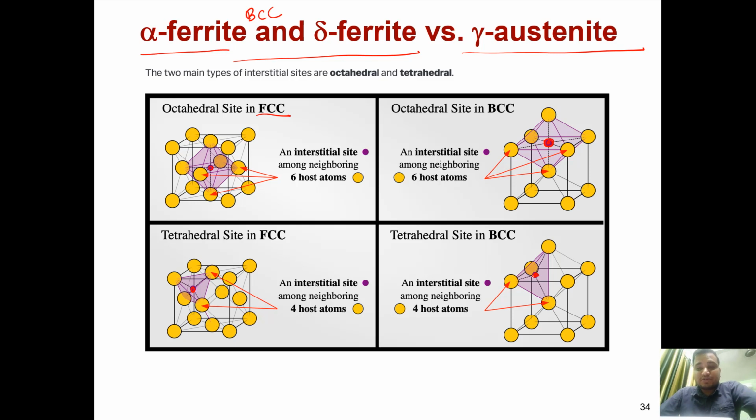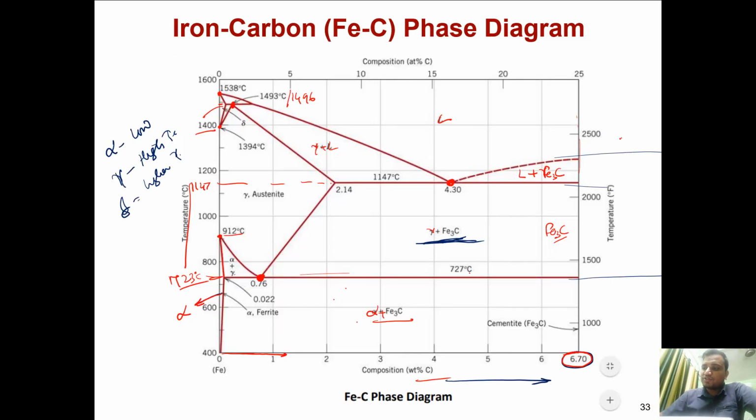So why does it only sit in the octahedral void? In the case of FCC, this space is larger. In the case of BCC, this space is not larger, but it creates less distortion while the carbon moves in, because if carbon tries to sit over here, there will be more distortion as compared to the distortion over here.